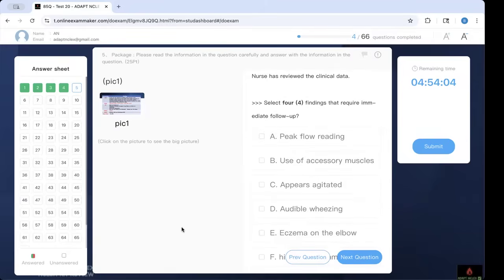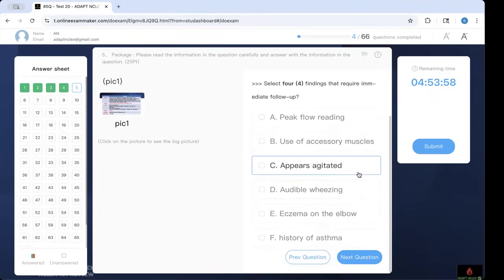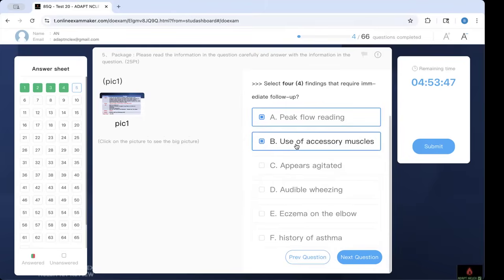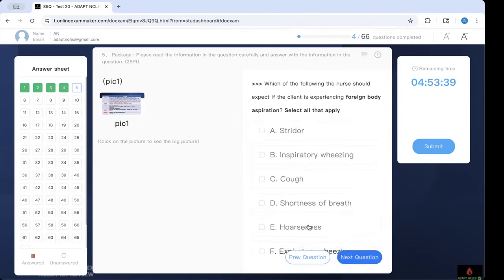Therefore, what? Select the finding the nurse should immediately follow up on: peak flow, use of accessory muscle, appears agitated, audible wheezing, eczema on the elbow, and the history of asthma. Of course, peak flow is in the red zone. Using accessory muscles is bad. If you're agitated, it's bad. Respiratory distress, audible wheezing, bad. Eczema and history of asthma, we cannot change.